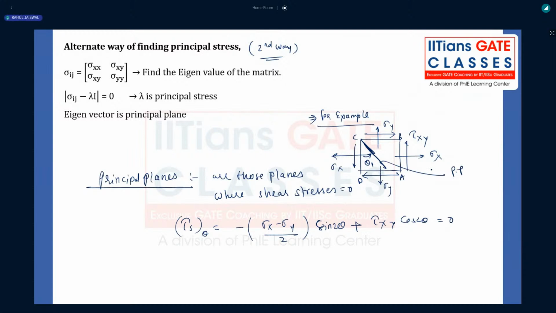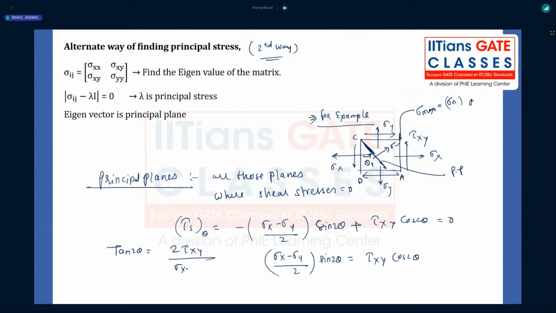Where tau theta will be 0, whatever the sigma is there, that is a maximum value. So that tau theta will be what? 0. Then put the value 0. What we can get? Sigma x minus sigma y by 2 sine 2 theta, that will be tau xy cos 2 theta. From there, my dear friend, what is tan 2 theta? 2 tau xy divided by sigma x minus sigma y. From there, you can get two values, theta 1 and theta 2.